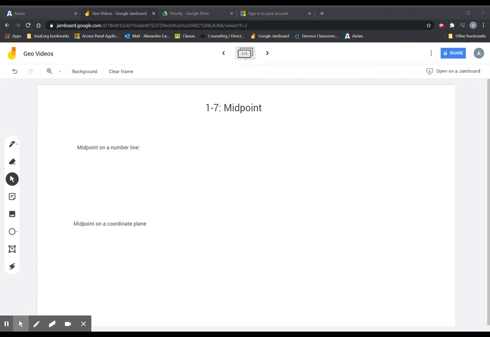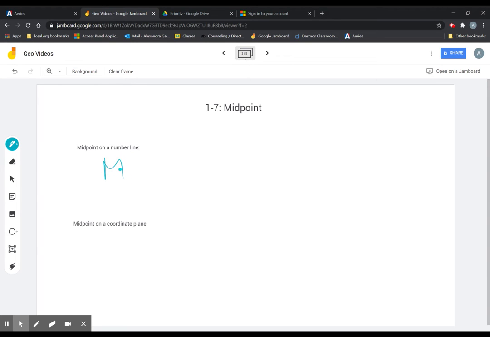Okay, so we're talking about the midpoint, and we're going to be looking first at the midpoint on a number line. To find the midpoint on a number line, we'll label it M for midpoint. We just take our two coordinates, A and B, and we divide by 2. Basically, we're just finding the middle of our 2 points.